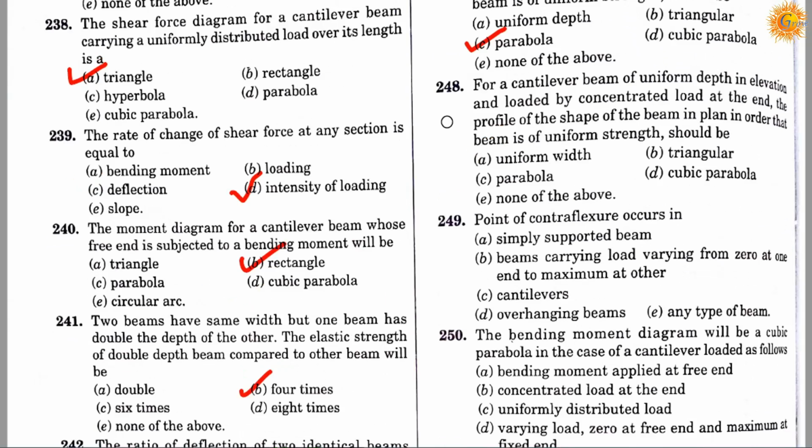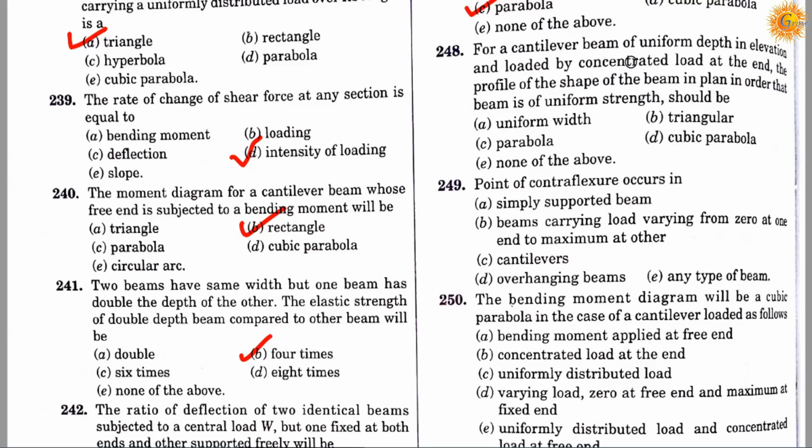Question number 248. For a cantilever beam of uniform depth in elevation and loaded by a concentrated load at the end, the profile or shape of the beam in plane, in order that the beam is of uniform strength, should be: option A, uniform width; option B, triangular; option C, parabola; option D, cubic parabola; option E, none of the above. Correct answer B, it will be triangular.